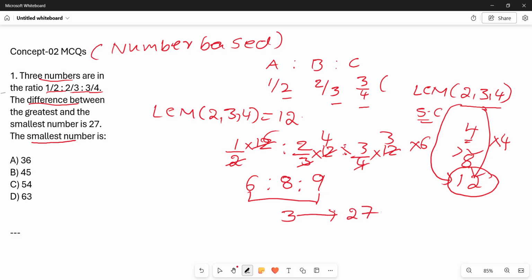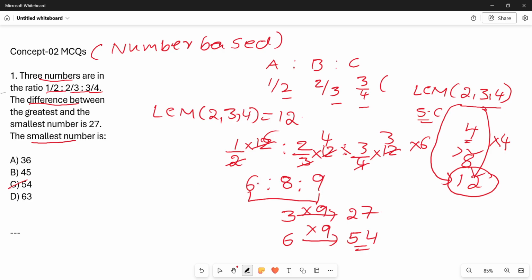They're asking me to find the smallest number. What is the smallest ratio here? It is 6. 3 parts is 27, so how many times? 3 nines. So definitely 6 into 9, you will get 54. The smallest number is 54. We can find the other numbers also. 8 nines give the second number, and 9 nines are 81, we get the largest number also. So the answer is 54.